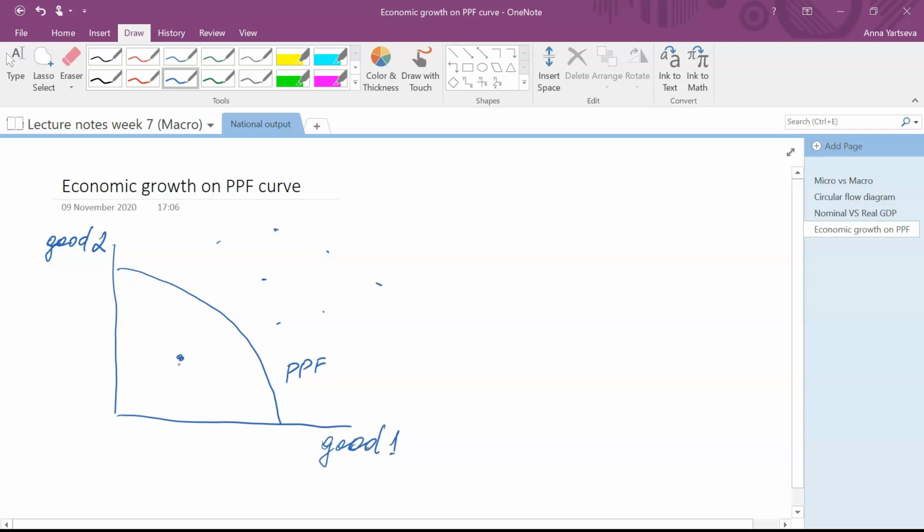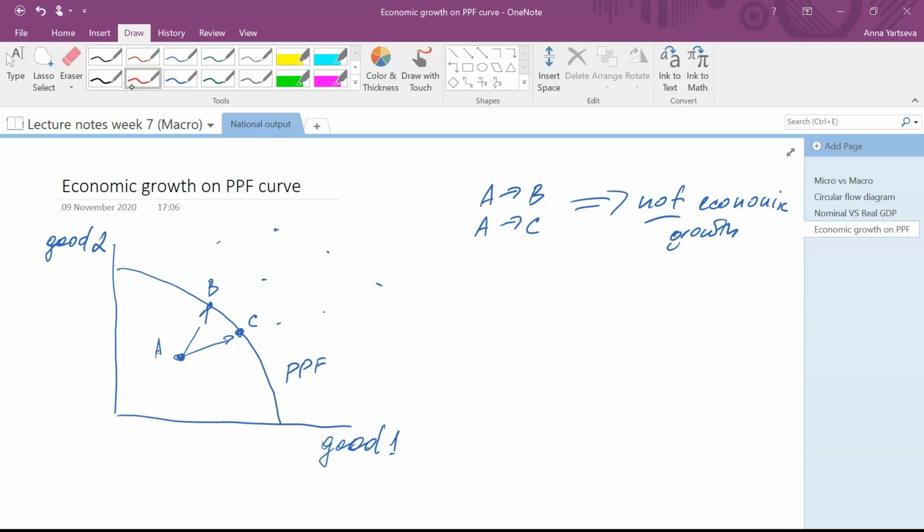Any point within this curve, for example point A, implies that we are not utilizing all our resources adequately. We can expand production of both goods by moving towards the PPF curve. And this movement from point A to some point B or C on the PPF curve is not economic growth. It simply implies an increase in the current production level.